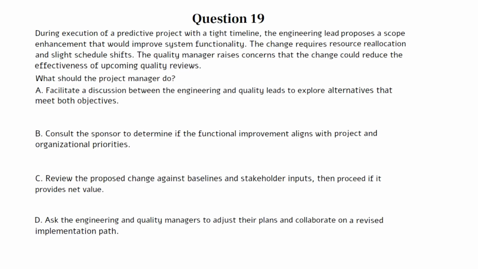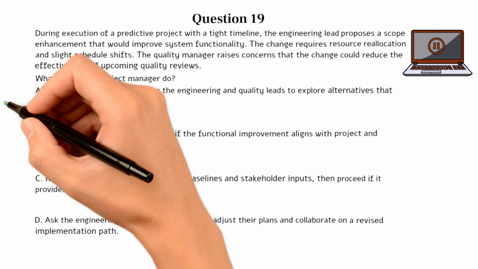A. Facilitate a discussion between the engineering and quality leads to explore alternatives that meet both objectives. B. Consult the sponsor to determine if the functional improvement aligns with project and organizational priorities. C. Review the proposed change against baselines and stakeholder inputs, then proceed if it provides net value. D. Ask the engineering and quality managers to adjust their plans and collaborate on a revised implementation path. You can pause the video here if you need more time to work on the question. The correct answer is A.